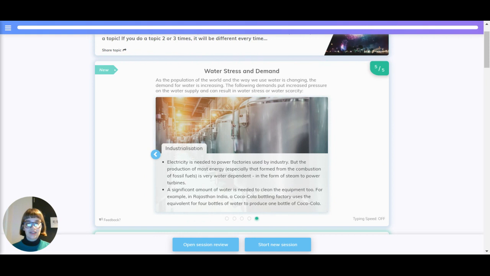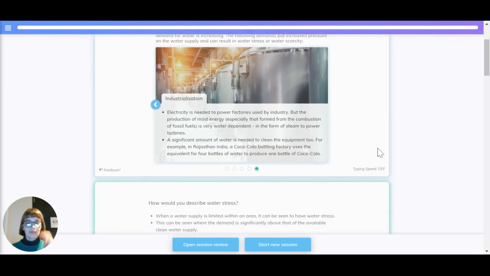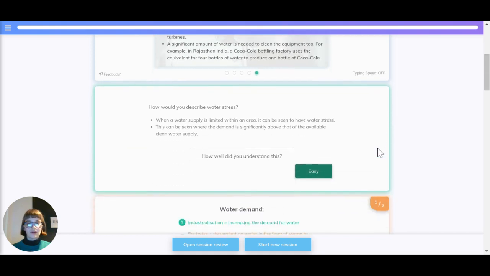Industrialization. Electricity is needed to power factories used by industry, but the production of most energy, especially that formed from the combustion of fossil fuels, is very water dependent in the form of steam to power turbines. A significant amount of water is needed to clean the equipment too. For example, in Rajasthan, India, a Coca-Cola bottling factory uses the equivalent of 4 bottles of water to produce 1 bottle of Coca-Cola.